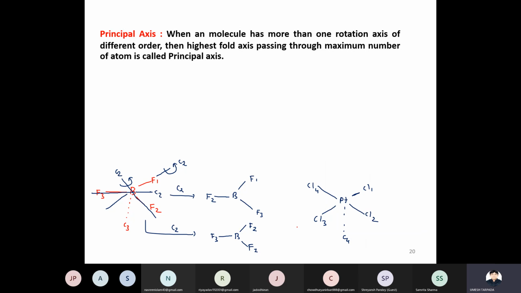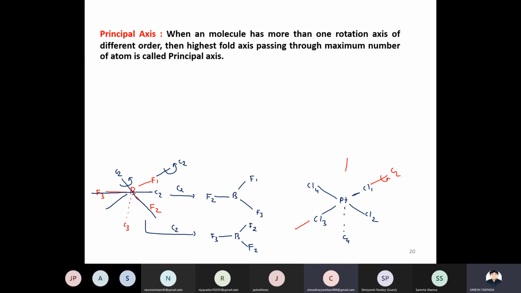See, one C2 is passing through Cl1 and Cl3. C4, of course, is there. It is passing through platinum. Cl1 comes to Cl4, Cl4 comes to the position of Cl3. But apart from this, C4 is on our side, perpendicular to the plane of the mobile. So apart from this C4, we are checking other axes. Among them, one is a C2 passing through Cl1, platinum and Cl3.